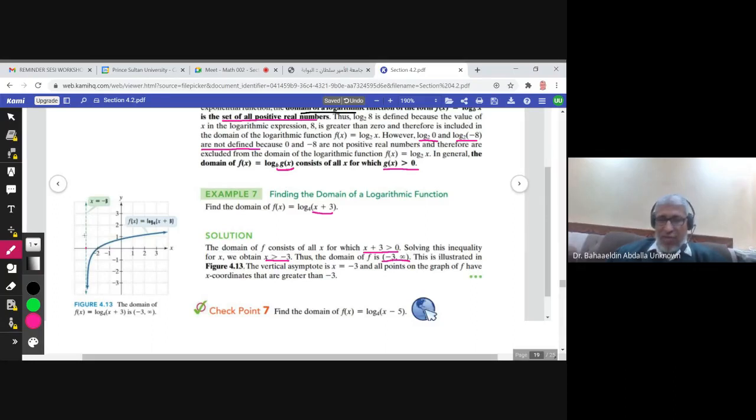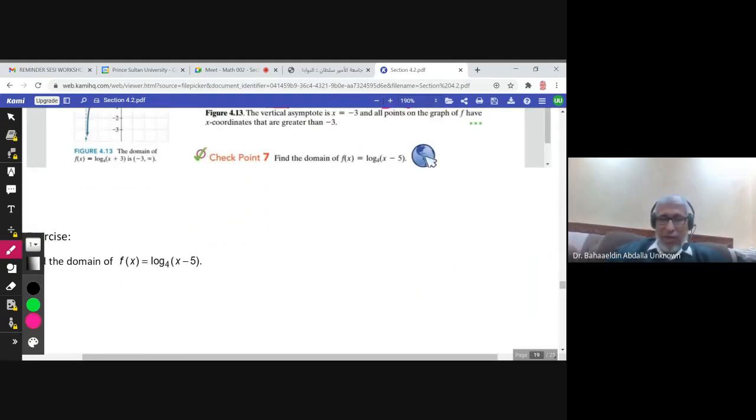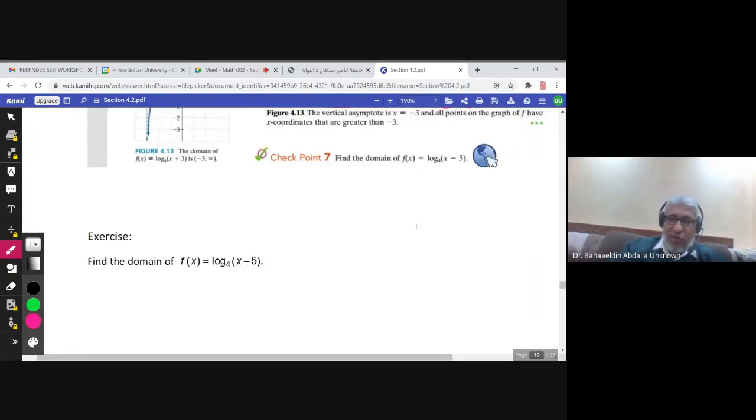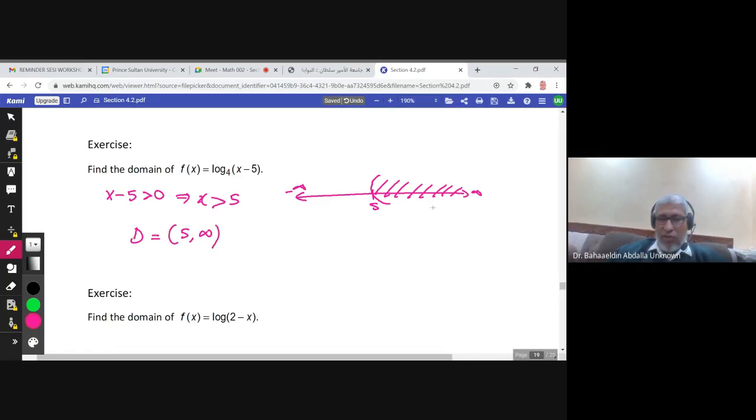So the equation of the vertical asymptote would be x equals negative 3, and the graph of the logarithmic function is to the right of the vertical asymptote. So the domain is from negative 3 to infinity. For example, how to find the domain of log of x minus 5 to the base 4? x minus 5, which is inside the log, should be greater than 0. It cannot be equal. So x is greater than 5. So if this is the number line, and this is negative infinity, and this is infinity, and this is 5, so x should be greater than 5. So it should be here. So the domain would be from 5 open to infinity open.